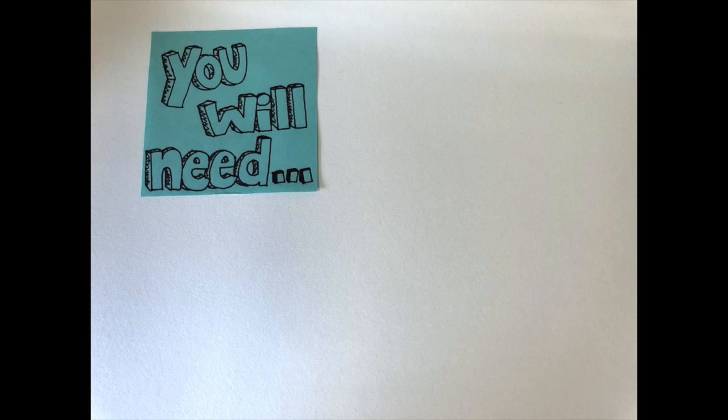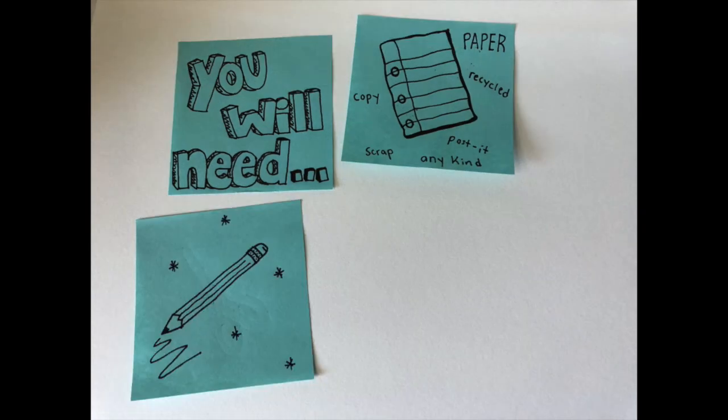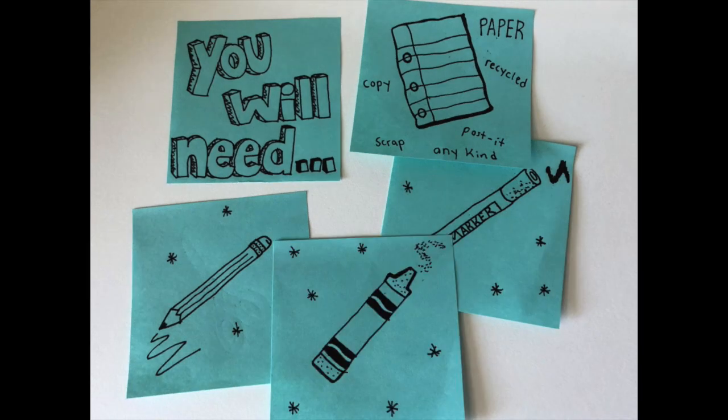For today's project, you will need the following things. You will need a sheet of paper, and this can be any type of paper you find around your house. You're going to need materials to draw with. They could either be a pencil, a marker, or a crayon, and you can add color to your picture after it's drawn using any of these three materials too.